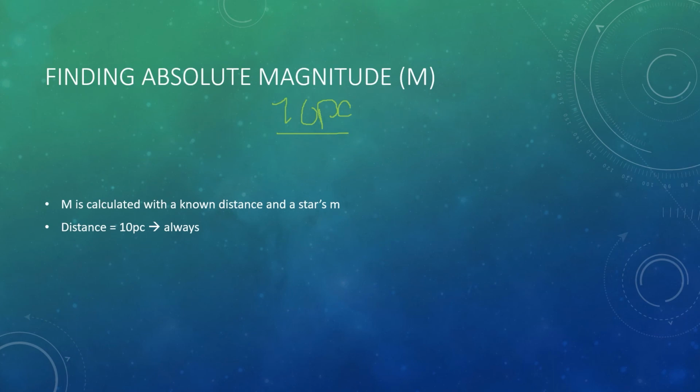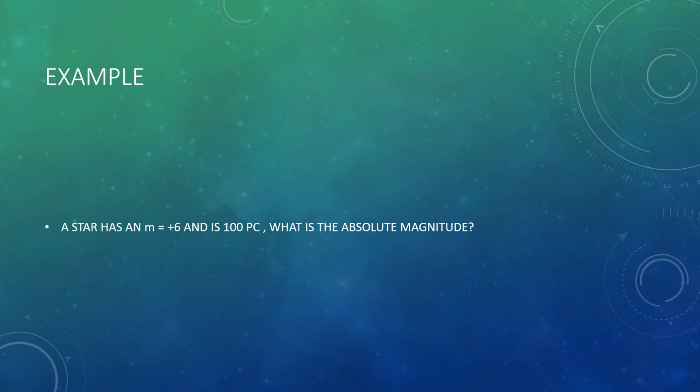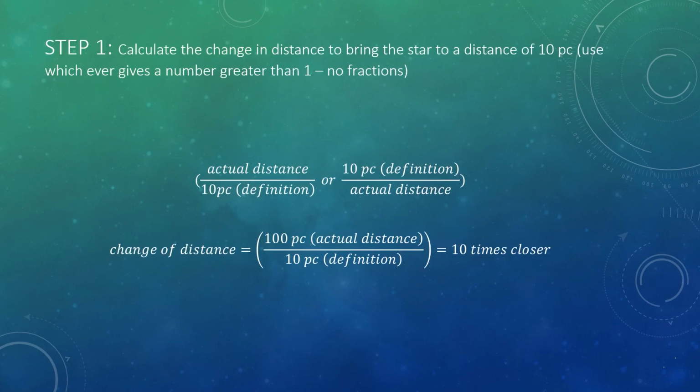To calculate absolute magnitude, the apparent magnitude and distance must be known. So M is calculated with a known distance, which is 10 parsecs, always. Let's look at an example. A star has an apparent magnitude of plus 6. It is 100 parsecs away. What is the absolute magnitude? Step 1. We are going to calculate the change in distance, which is needed to bring the star to the distance of 10 parsecs, and so we have to use whichever equation down below will give us a number greater than 1. Okay, so we are physically pretending to pull our star closer to us to make it at 10 parsecs, all right?